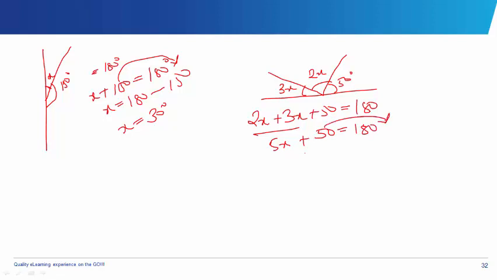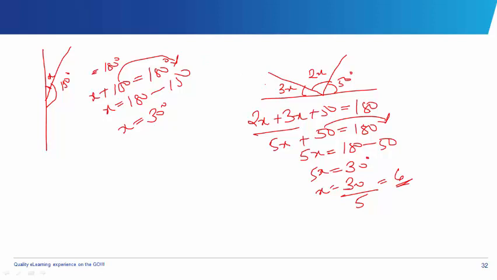This goes to this side. You have 5x equals 180 minus 50. Therefore, 5x will give you 130 degrees. X will now give you 130 divided by 5.